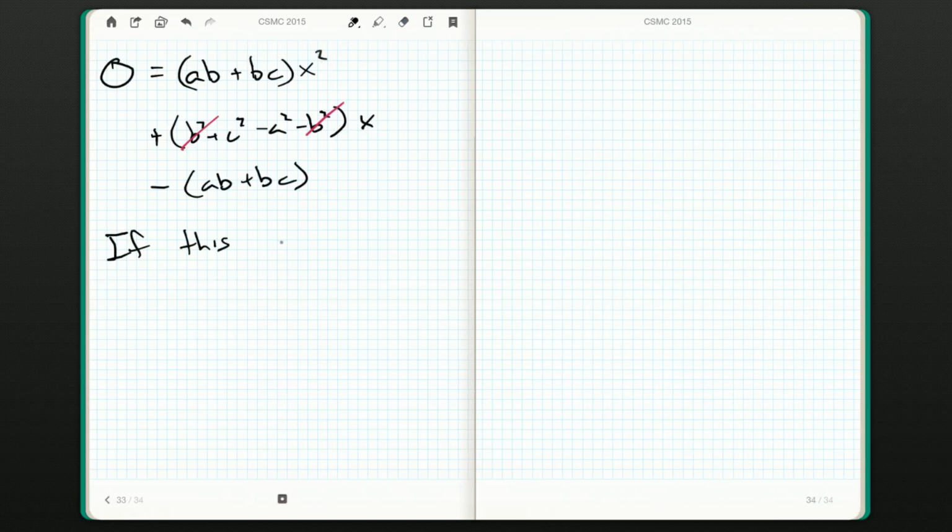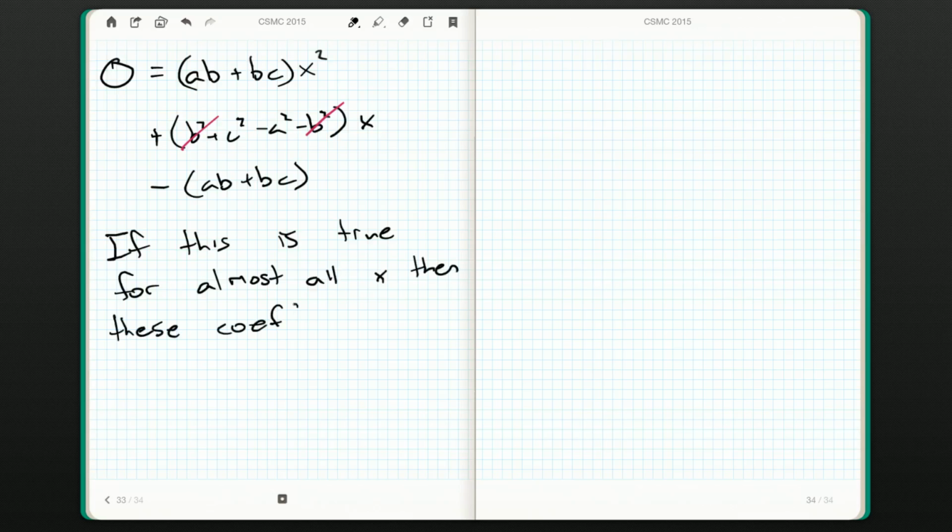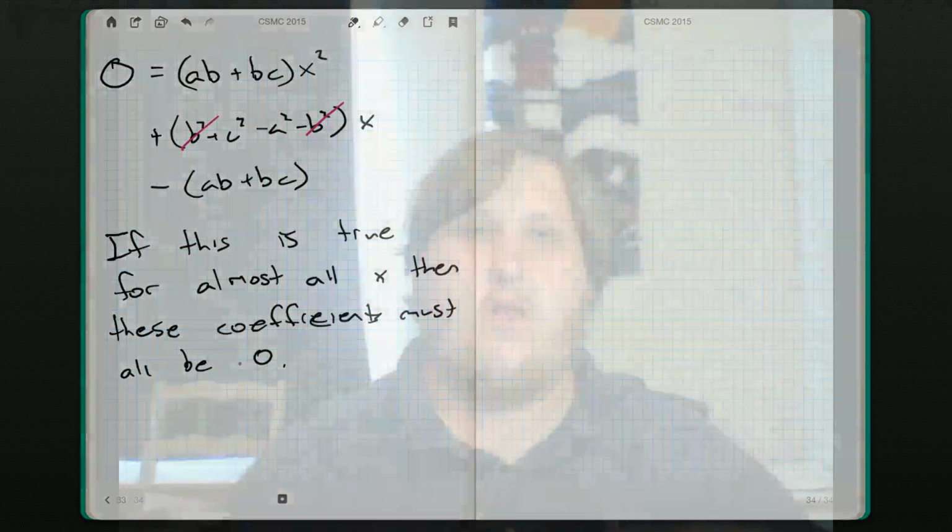because we do have to explain ourselves, if this is true for almost all x, then these coefficients, just like in the last one, must all be 0. If they weren't, then we're looking at a quadratic or a linear or a constant function. And no matter what quadratic or linear or constant function you're looking at, unless they're identically 0, you can find a value of x that makes them not 0. You can find an infinite number of values of x that make them not 0.